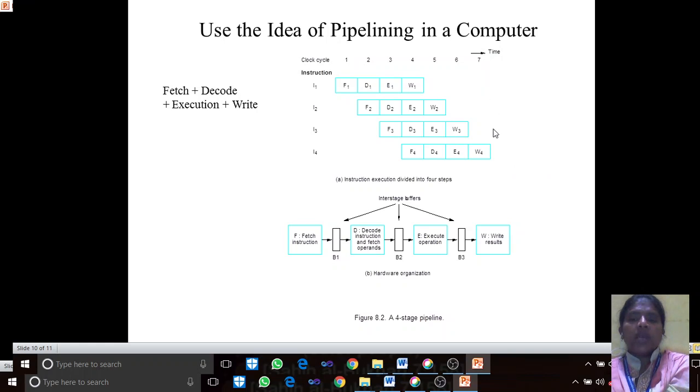Now you can see how many clock cycles it takes. It takes around 7 clock cycles with the overlapping or pipelining concept. Now, without pipelining, each instruction will execute in 4 clock cycles. So 4 times 4, 16 clock cycles may be required to execute all 4 instructions. But with the help of pipelining, overlapping, it consumes only 7 clock cycles. This is the very advantage. This is a 4-stage pipeline.